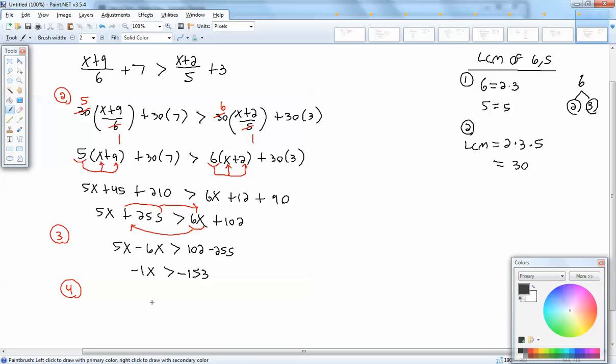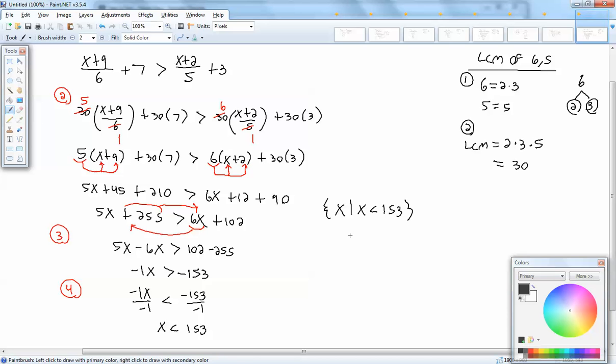Okay, last step. Divide both sides by the number in front of your x. Well, the number in front of our x is a negative 1, so I divide both sides by negative 1. And we flip our inequality symbol, because anytime you divide by a negative number, you have to flip it. And we get x is less than 153. Now set builder notation. You put curly brackets, x with a vertical bar, and x is less than 153.